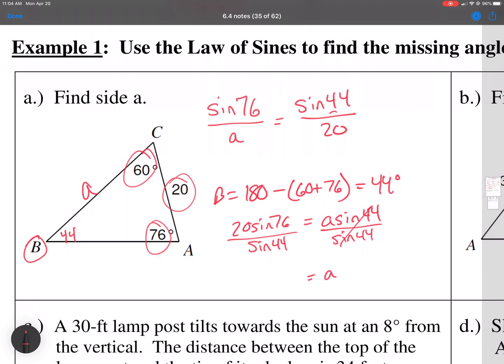So a equals. Now I'm going to put this in the calculator. Remember to use your fraction bar. And that gives us 27.936. It's our side length. All right, moving on to the next one. Pay attention to your answers. Make sure it makes sense. Since angle A is the largest angle, that means little a has to be the largest side. And being that it's 27, that would make sense for it to be the largest side.